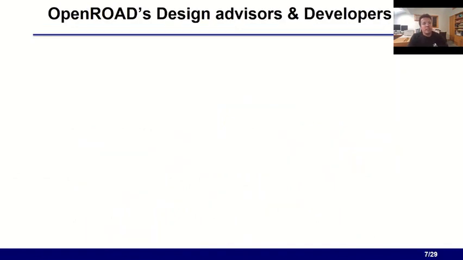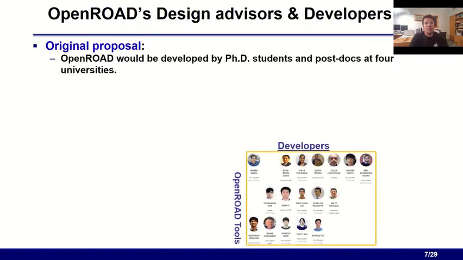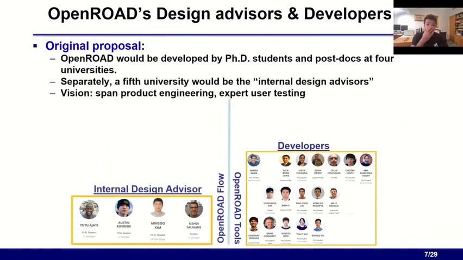So who are the design advisors? In the case of OpenROAD, originally we proposed to develop the whole thing with PhD students and postdocs at 4 universities. Separately, students and postdocs at a 5th university would serve in an internal design advisor's role, such as users, product engineers, and AEs all rolled together.